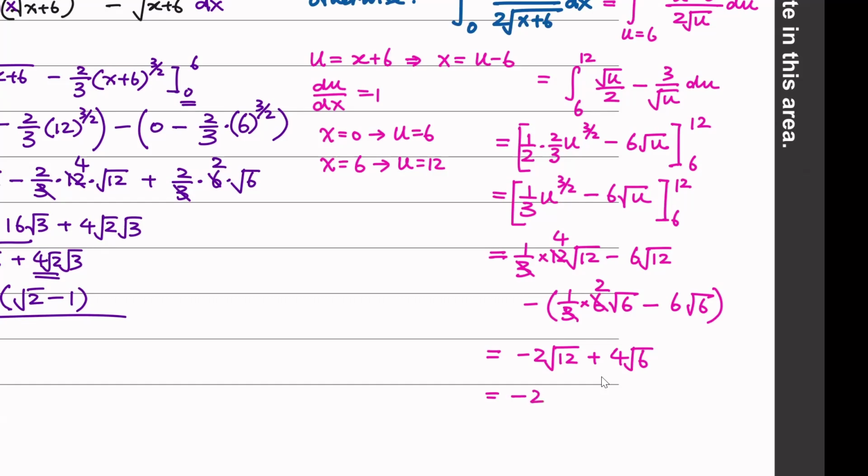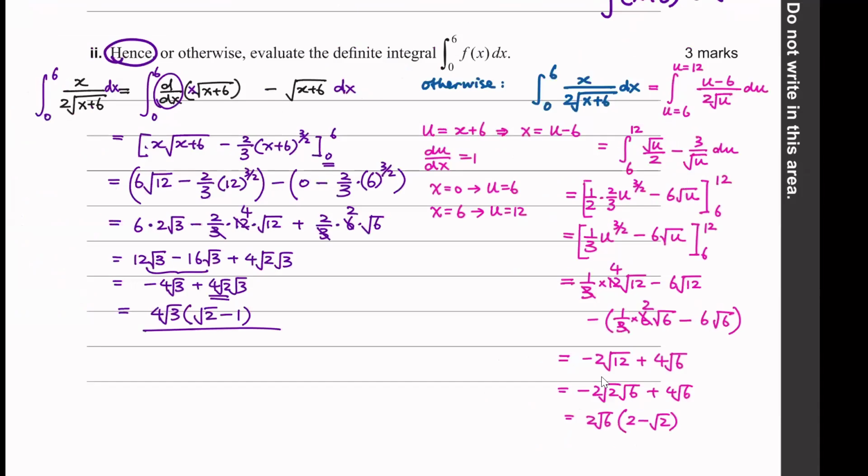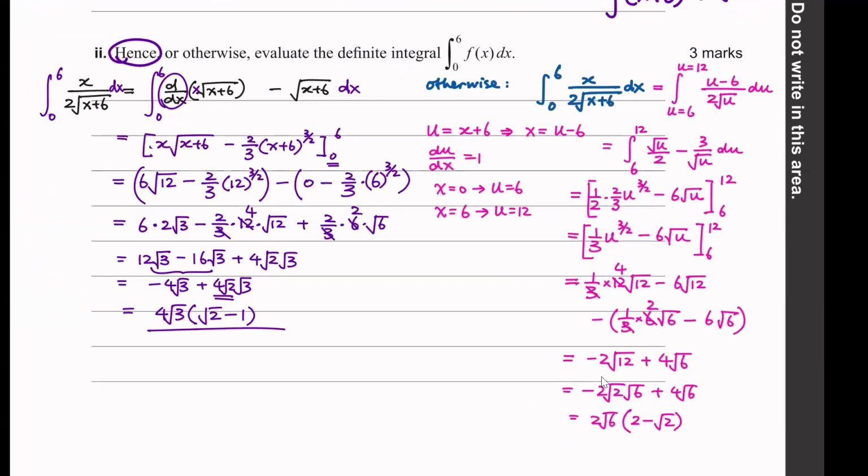If I take out 2 root 6 from 2 root 6 plus 4 root 6, you may well get 2 root 6 bracket 2 minus root 2. I believe this is also an equivalent form. You can bring out the root 2 from each case here, you get a 2 root 2, etc., etc. So there are heaps of equivalent formats.